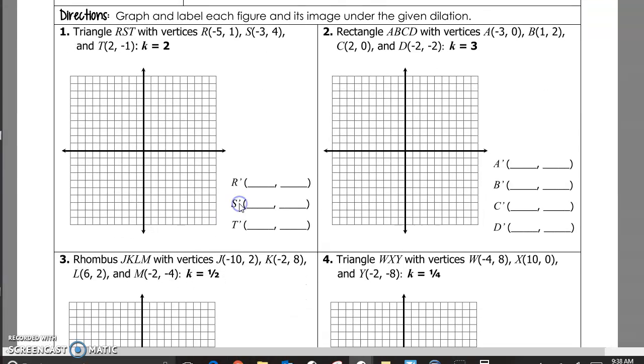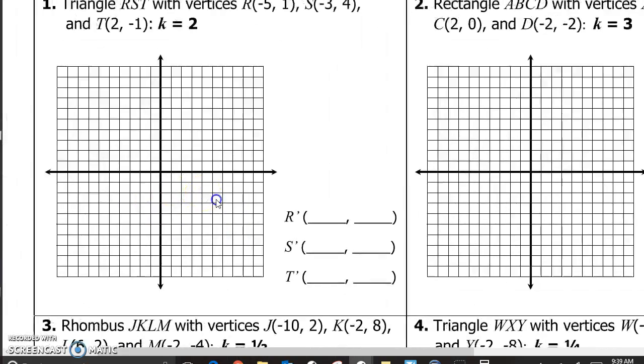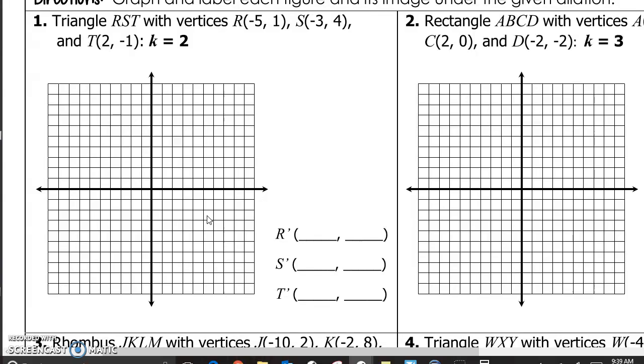Okay, so for the first one here, we've got triangle RST. And we've got R at -5, 1, S at -3, 4, and T is at 2, -1. So this triangle, we have a scale factor of 2.